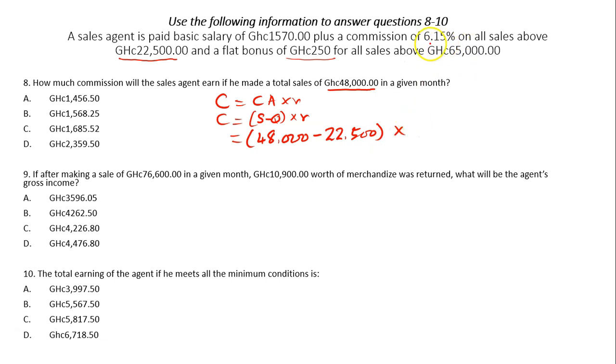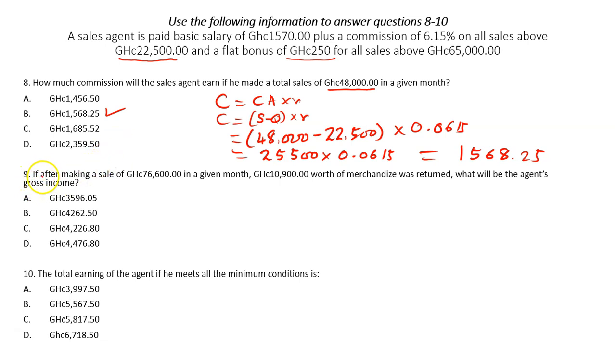Times the rate. The rate is 6.15%, which is 0.0615 in decimals. So 48,000 minus 22,500 will give us 25,500 times the rate. So 25,500 times 0.0615 will get 1,568.25 Ghana cedis. So the correct answer for question 8 is B. Let's proceed to question 9.